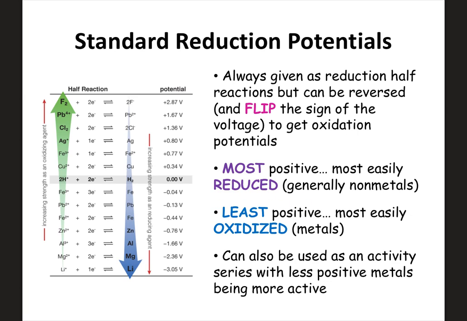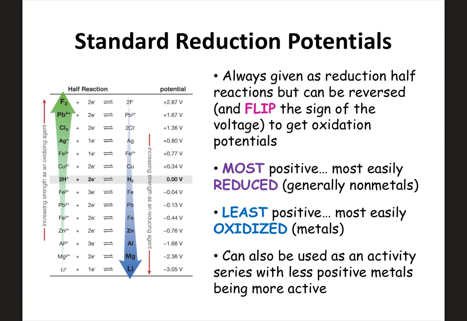The ones that are the least positive on your standard reduction potential table are the ones that are going to be most easily oxidized. They're going to lose the electrons the easiest. Well, this would be your metals, which makes sense. Metals like to lose electrons. So the least positive are more likely to lose electrons. You can also use this as an activity series, understanding that the less positive metals here would be more active. So you can use this as a little activity series if you didn't have it as well. So this is something you need to understand here.